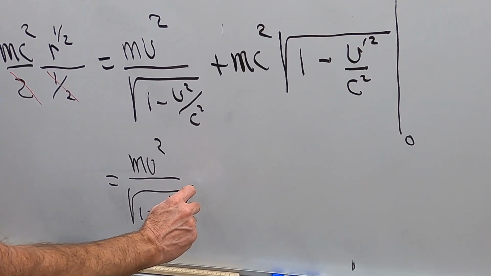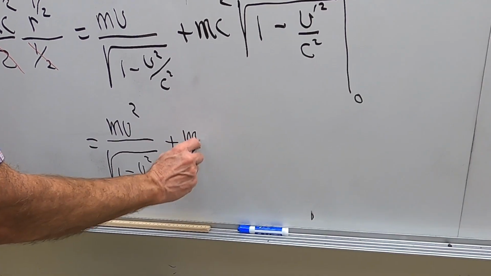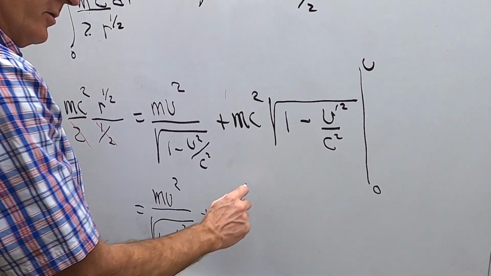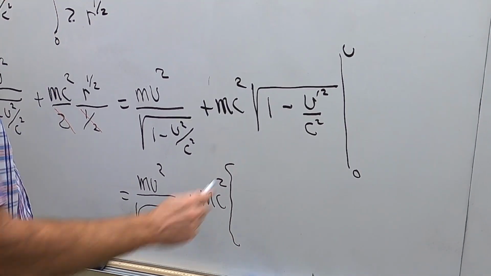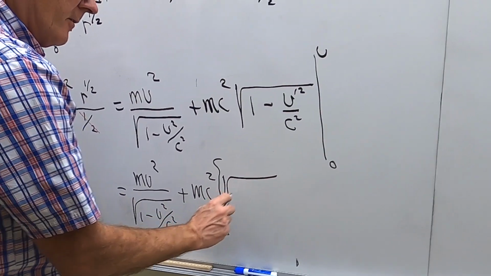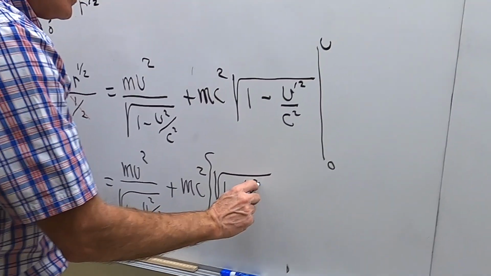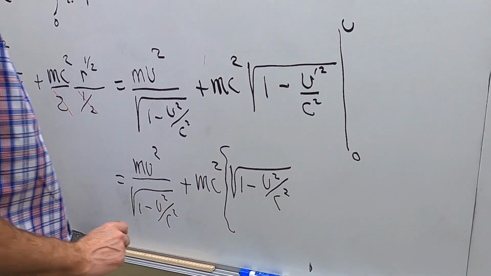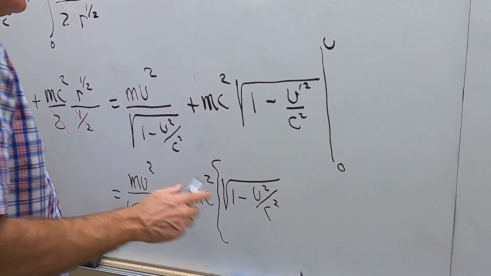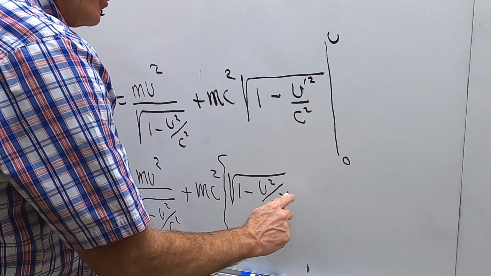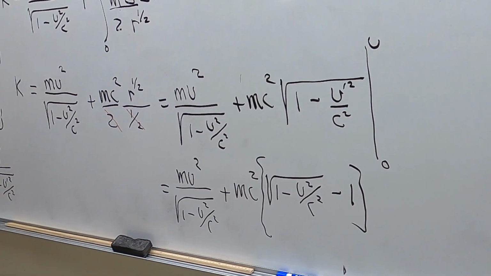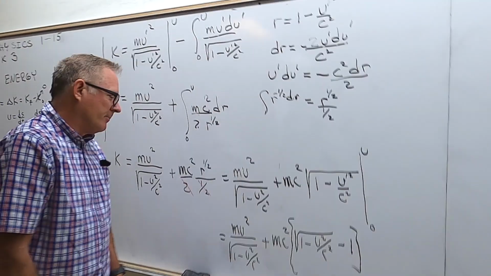Then we get plus mc squared. Now when I plug in u here, I get 1 minus the square root of 1 minus u squared over c squared. And then when I plug in 0, I get 1, because that's gone, so I get minus 1. Okay, we can simplify that further.